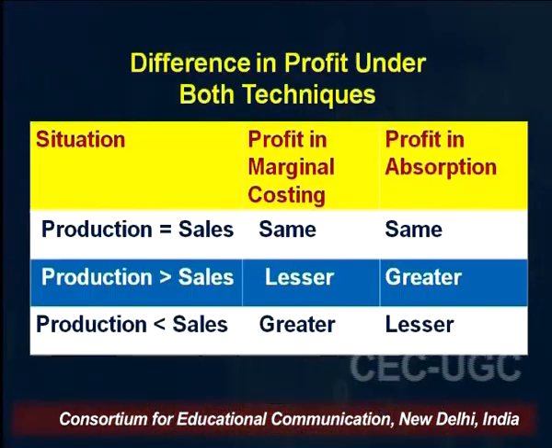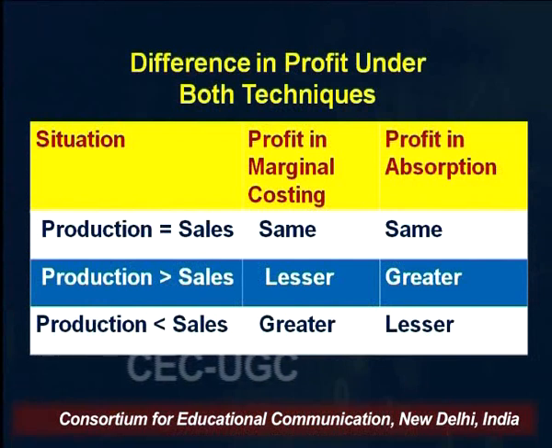Now, what if your production is less than sales? The third situation. If your production is less than sales, then it will reverse. In case of marginal costing, your profit will be greater as compared to that of absorption costing.